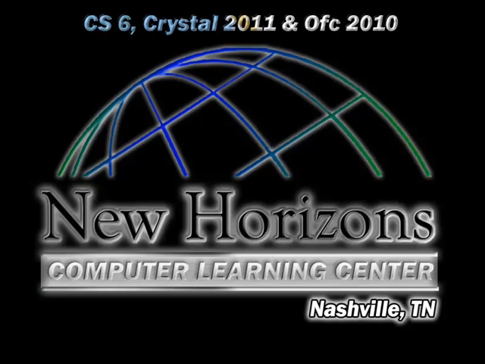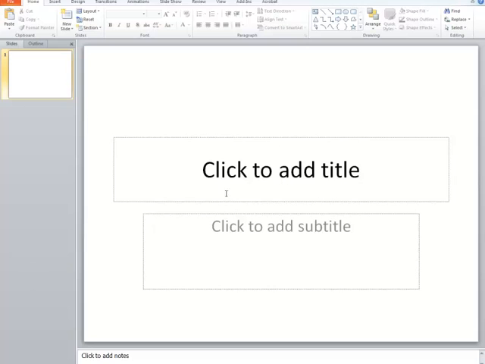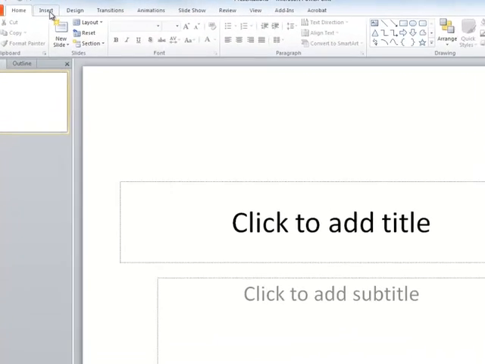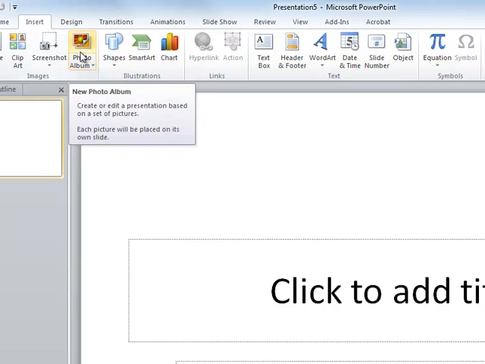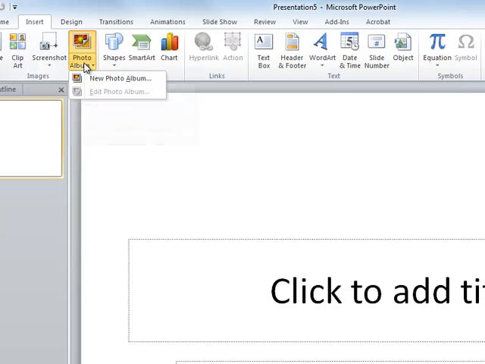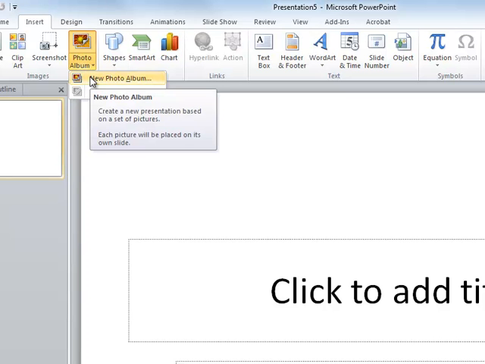To get started, you will need to have PowerPoint open. I have PowerPoint 2010 open to the default presentation. Once PowerPoint is open, on the ribbon, you choose the Insert tab. And on the Insert tab on the ribbon, the fifth icon from the left is Photo Album. Simply click on the Photo Album menu and choose New Photo Album.